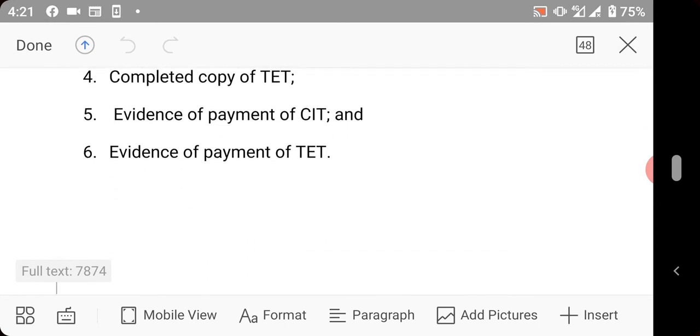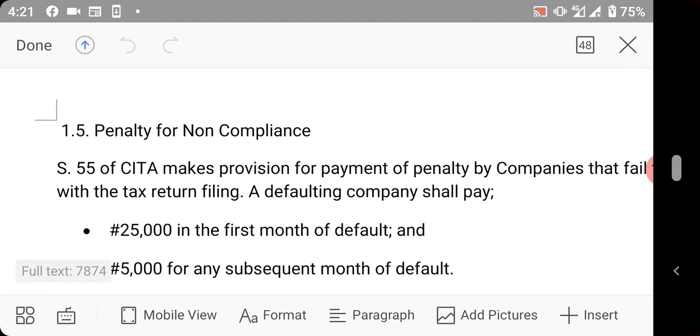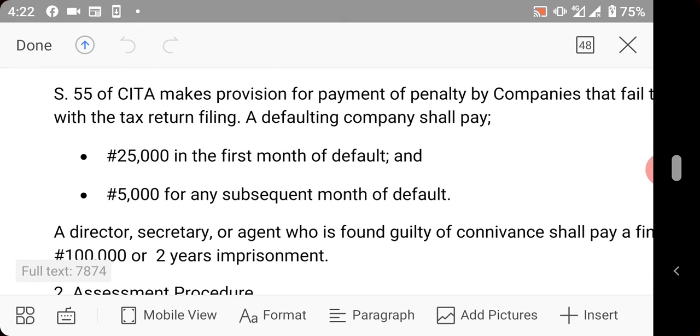Are you there? Good. So move down to the next one, penalty for non-compliance. What are the penalties you face as a company if you fail to comply with tax return filing? The first one is you will pay 25,000 naira in the first month of your default. Now, for example, if you are making up your account at the end of every 31st December, you have until 30th June of the succeeding year to file your tax return.